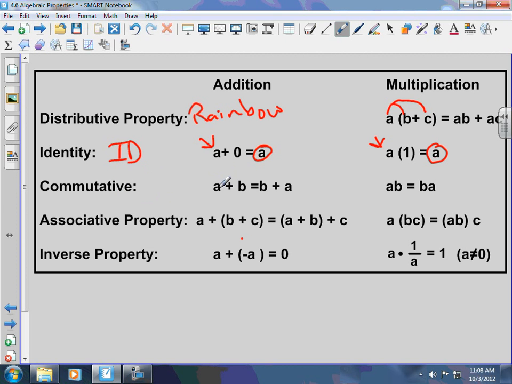Commutative. What's going on here? A plus B equals B plus A. What did they do with A and B? They flipped them, didn't they? They flipped them. So my key word for commutative is flipping. A times B equals B times A. How do I remember commutative and flipping?